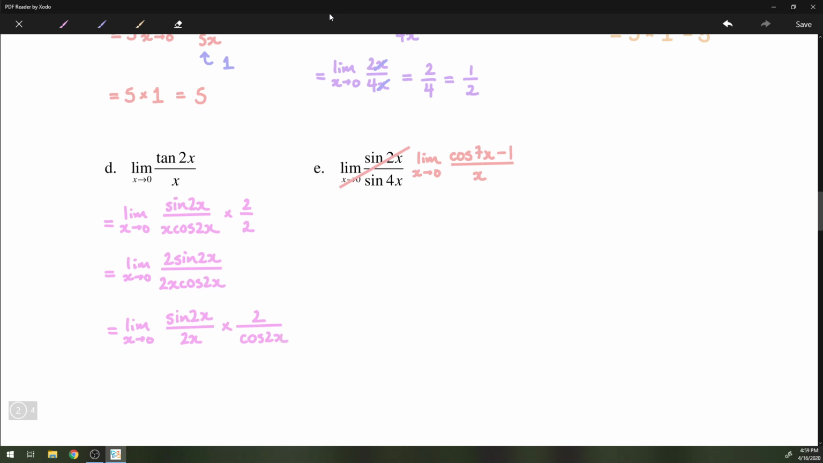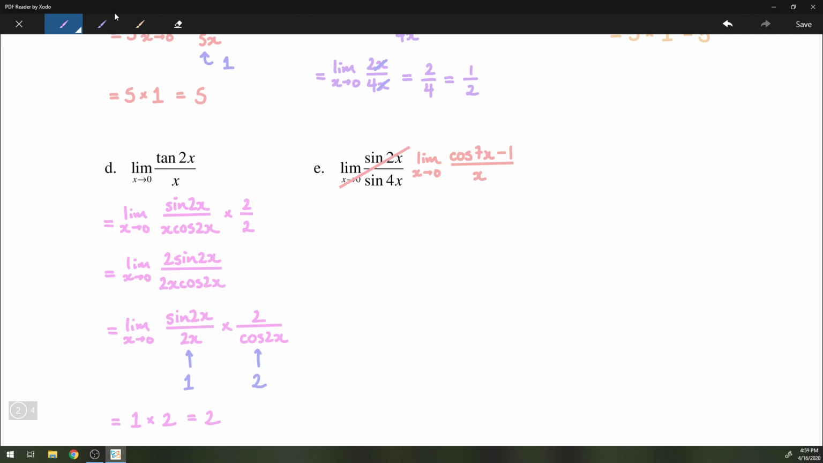Now, the limit on the first part, of course, is just going to be 1, just like in example A. Now, for the second part in the product here, we can use direct substitution. As x approaches 0, cosine 2x becomes 1, so that will just give us a 2. 2 over 1 is 2. So you can see that the limit would just be 1 times 2, which is just 2.